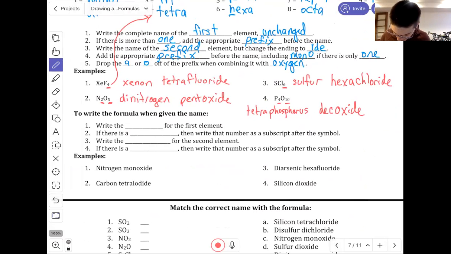So formulas always come from symbols. You're going to figure out from the name what element you're talking about. You're going to write that symbol. And then the prefix tells you what number to write next to it. And if there is no prefix, then there is no number, right? Because we don't have to write the physical number 1 in our formulas. It is not necessary to write the number 1 in formulas. And then we'd simply write the symbol for the second element and turn that prefix into a number.